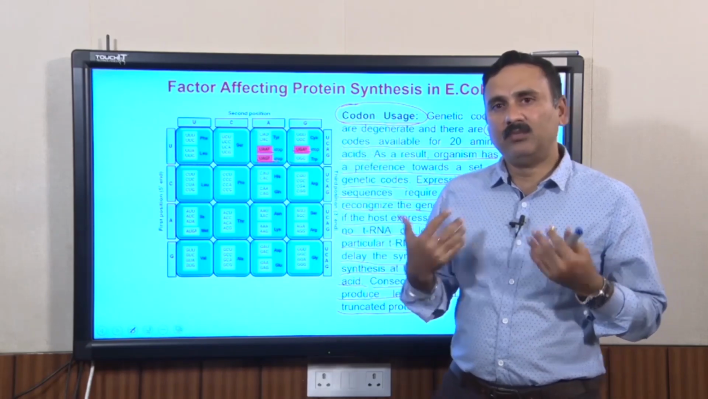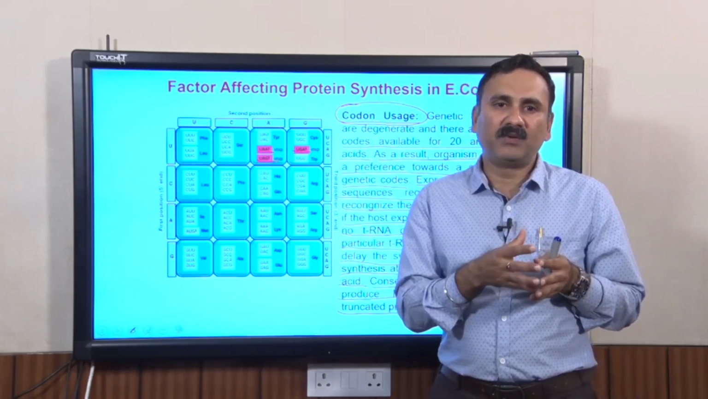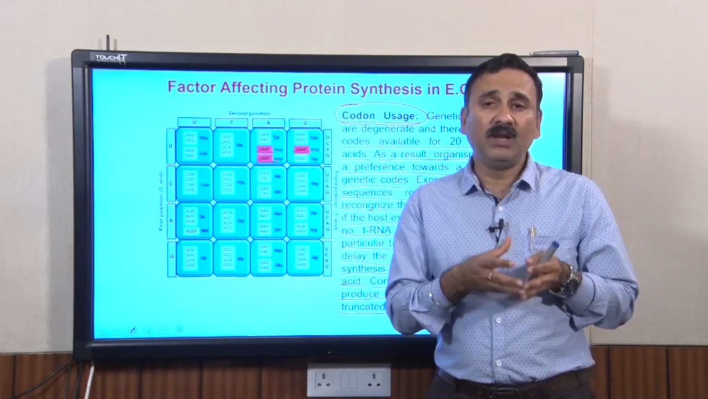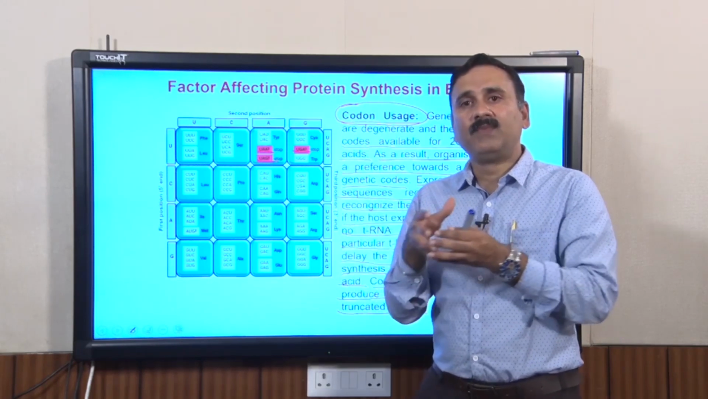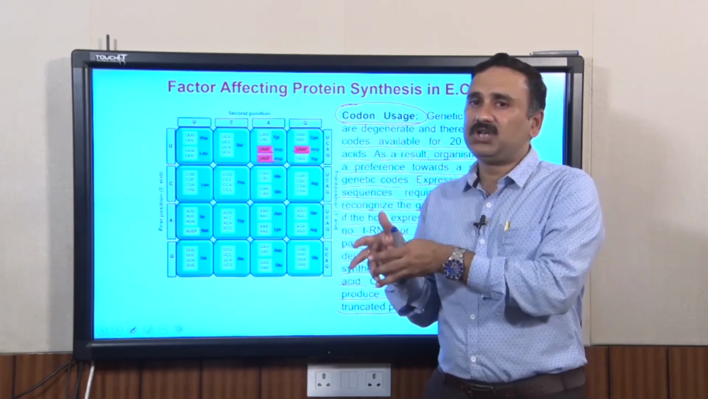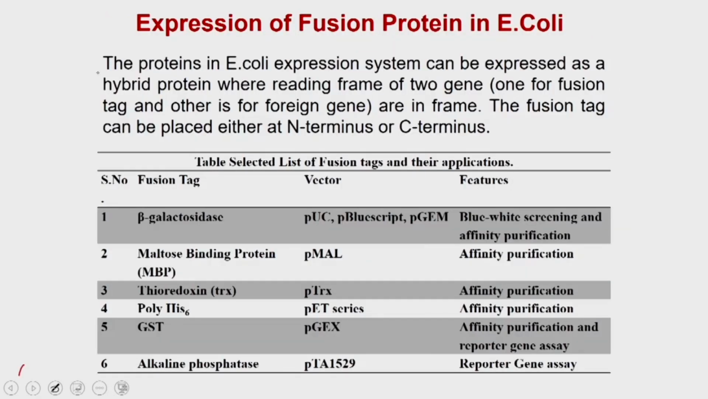Okay. So, now let us move on. The protein which you overexpress in E. coli could be overexpressed as such, as the native protein, or you can have the protein overexpressed in the form of a fusion protein, or a protein which is going to have additional tags. The protein in the E. coli expression system can be expressed as a hybrid protein, which is also called the fusion protein, where the reading frame of two genes, one for your foreign gene and one for the fusion tag, is going to be in frame.